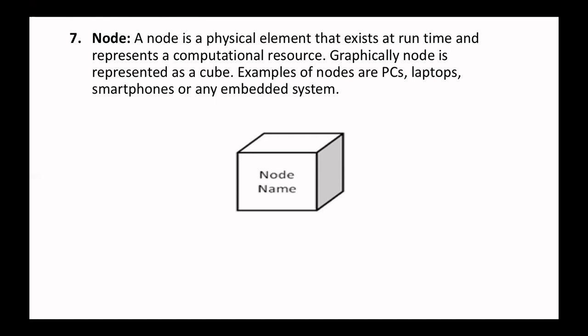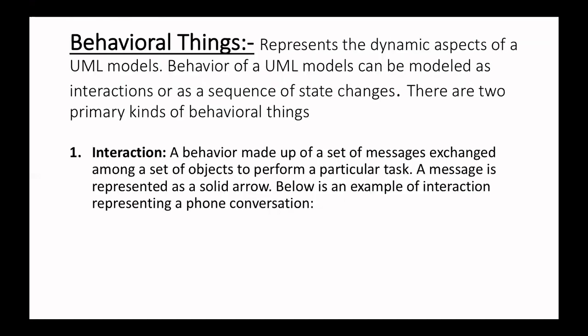Now moving to the next thing, behavioral things. As we discussed, there are four kinds of things. I have explained structural things, and now I'm moving to behavioral things in the building blocks of the UML. Behavioral things represent the dynamic aspects of UML models. The behavior of a UML model can be modeled as interactions or as a sequence of state changes.